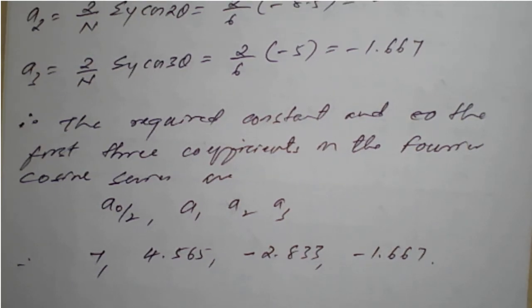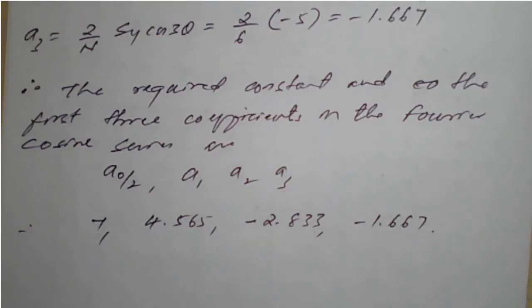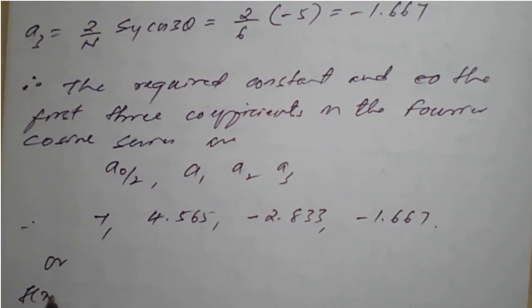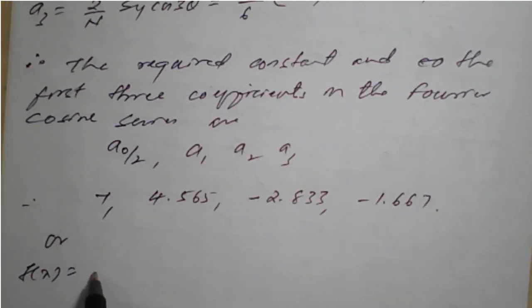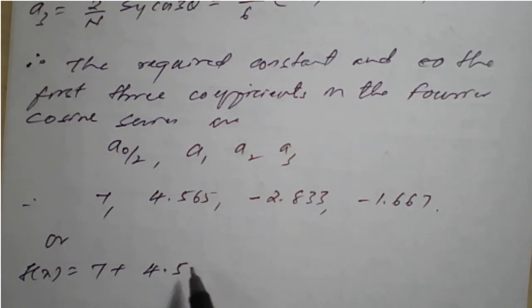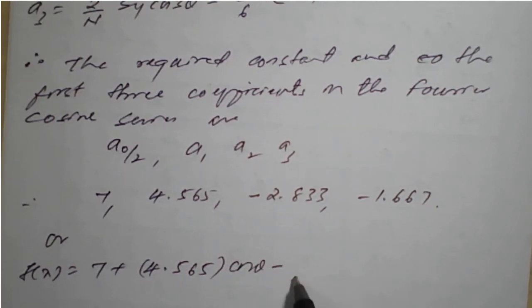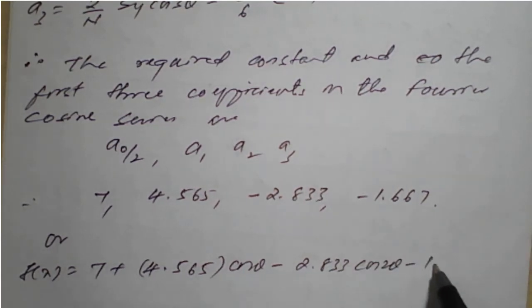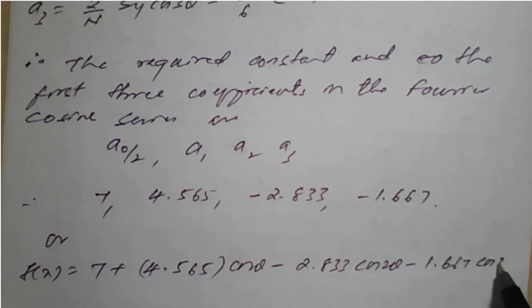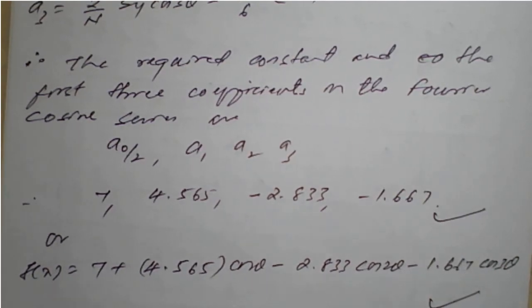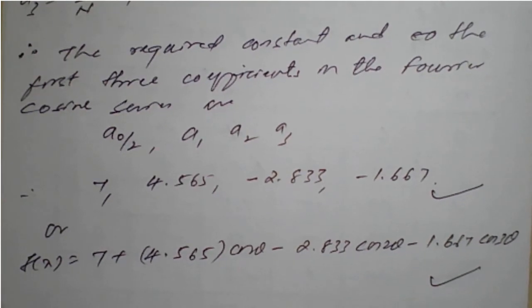Because they have asked to find the coefficients, I have taken the coefficients, or else you can apply them in the series. If you apply in the series, f of x is equal to a0 upon 2, which is 7, plus 4.565 of cos theta, minus 2.833 of cos 2 theta, minus 1.667 of cos 3 theta. Either this result or that result will be valid for this given question. So in this way we need to simplify the harmonic problems.